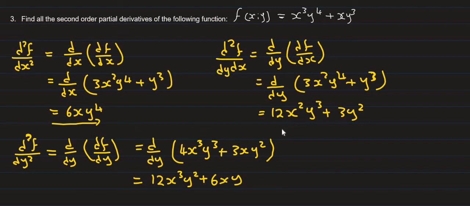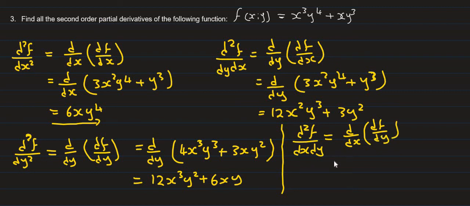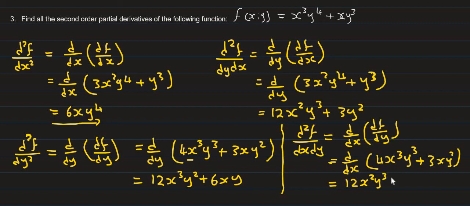Finally, d squared f over dx dy. We differentiate df with respect to dy first, which gives 4x cubed y cubed plus 3xy squared. Then we differentiate with respect to x: 4 times 3 gives 12x squared y cubed, plus 3y squared.